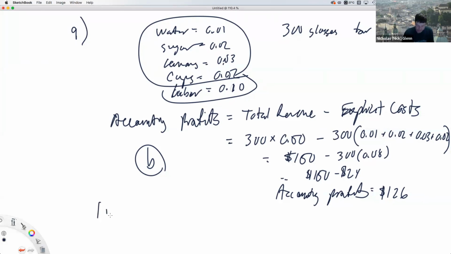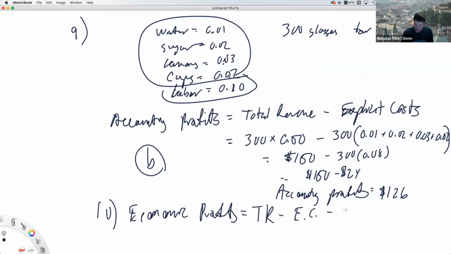Well, economic profits is total revenue minus explicit costs minus implicit costs. That is these opportunity costs. You've got to include those as well. And that comes into play with her labor, because she could be doing something else making money. This is how you calculate this opportunity cost.